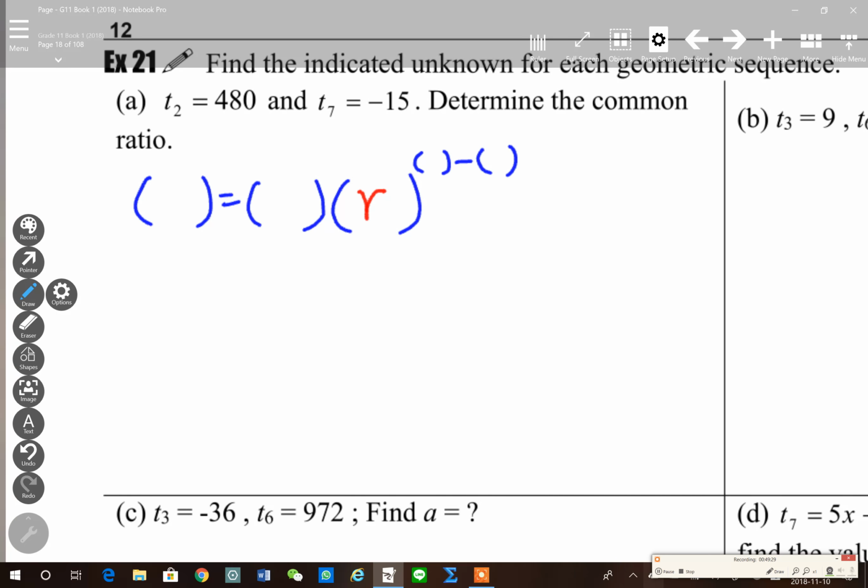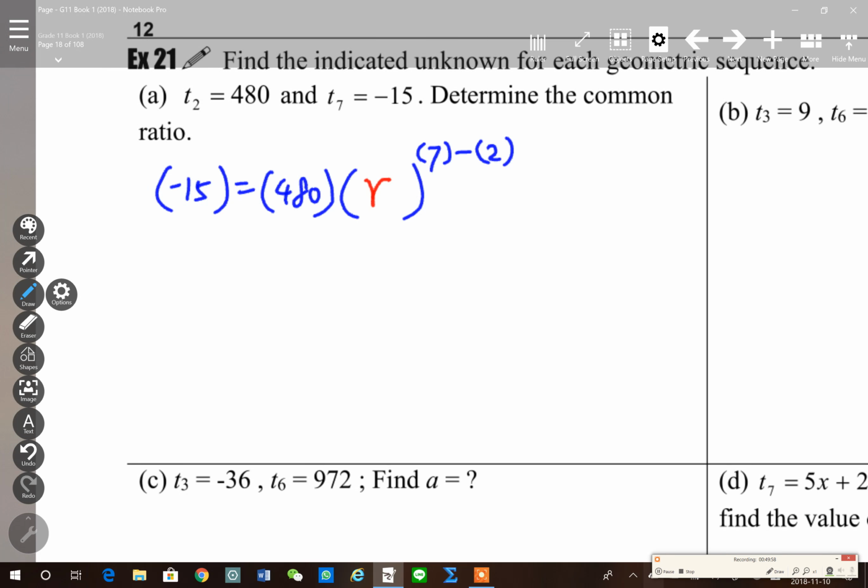Okay, what goes into the first blank? Who can tell me what's the first number? -15. Very good, the last term. And then the starting term is 480. And then the next one, 7 is the last place, and the starting place. Term and place. So let's simplify it.